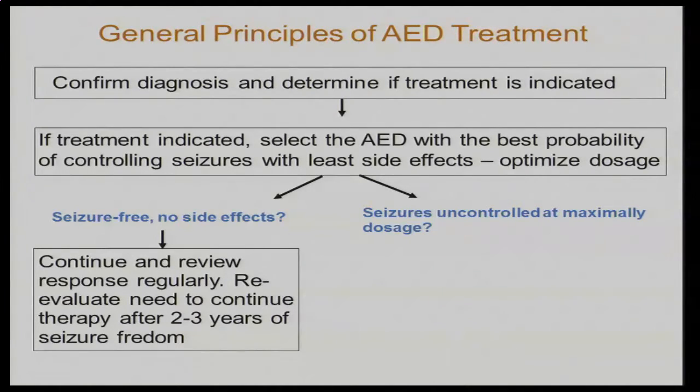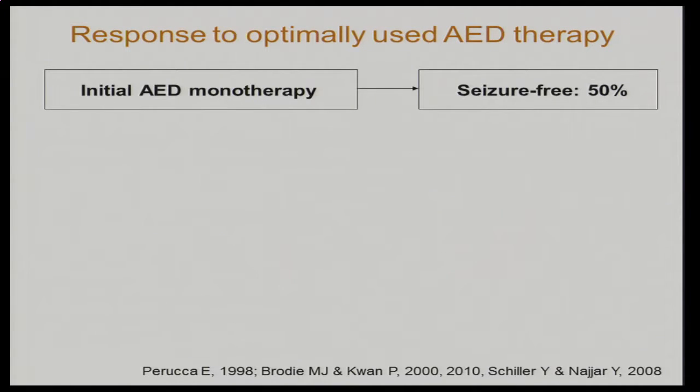Well, you gradually increase the dose of that first anti-epileptic drug until you reach the maximally tolerated dosage. And this is important to keep in mind. What are the classic patterns of response to treatment? So I said earlier that 50% of patients become seizure-free on their very first anti-epileptic drug.